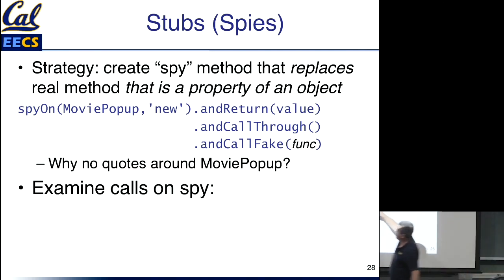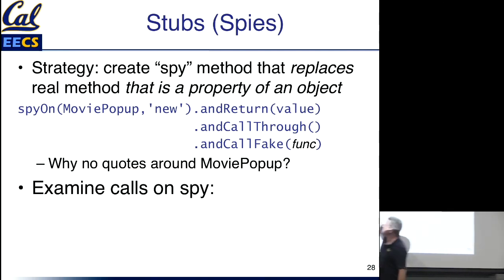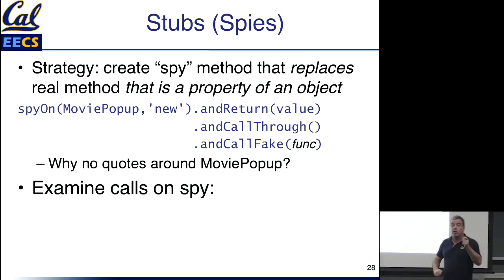And by the way, no quotes around movie popup here, because movie popup is actually just a variable, right? I set a top-level global variable name in JavaScript to be that object containing my different slots. One of the slots was new, so new is a slot name. That's why it's in quotes here.